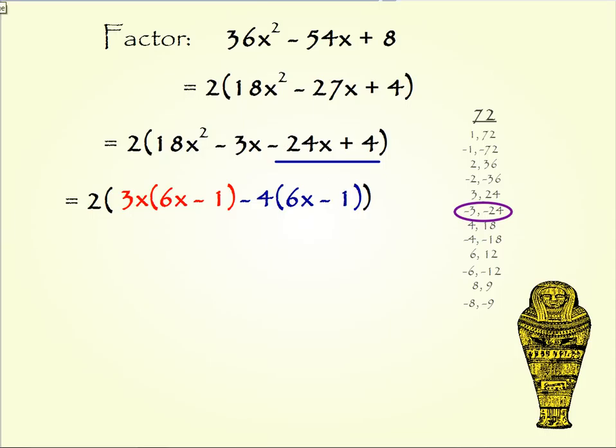Now, what do these factors have in common? They both share a 6x minus 1. So I'm going to pull a 6x minus 1 out from both. In the first set of terms, I'm going to be left with a 3x, and in the second set, I'm going to be left with a minus 4. This is completely factored. This is what I'm looking for today.